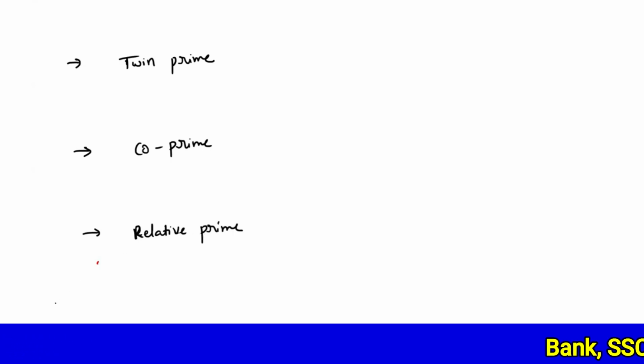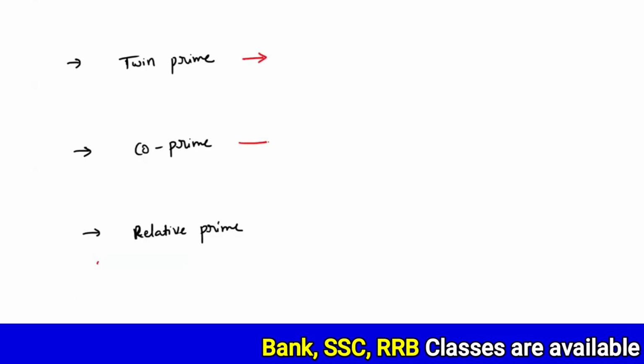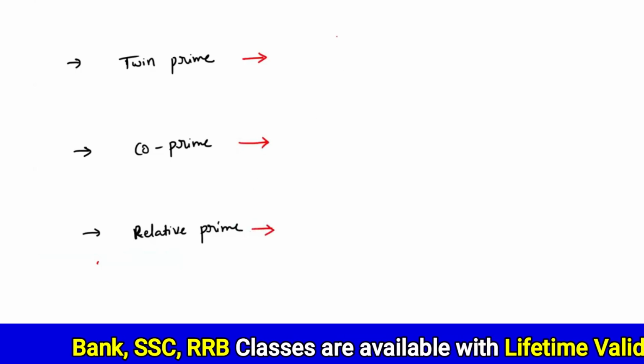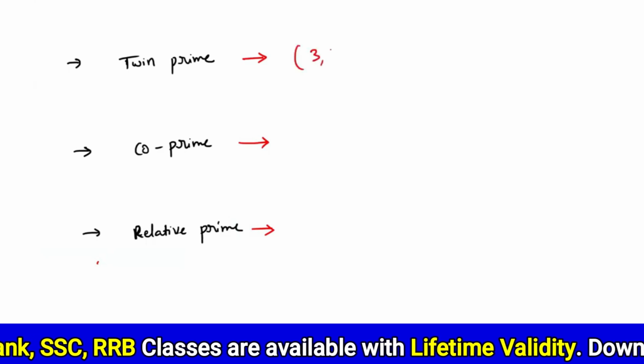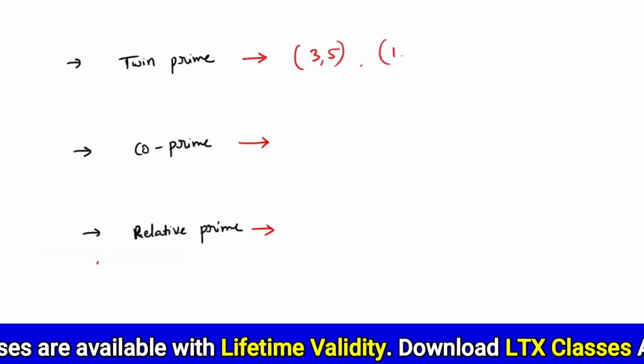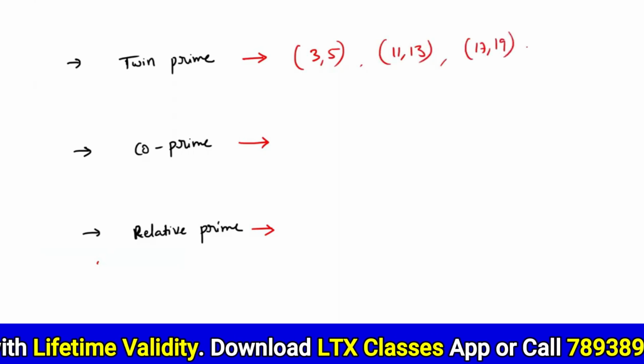Regarding twin primes, the difference between the prime numbers must be 2. Can you tell me which type of numbers are called twin prime numbers? 3 and 5, very good. So 3 and 5 are twin primes. Next, 11 and 13, 17 and 19.